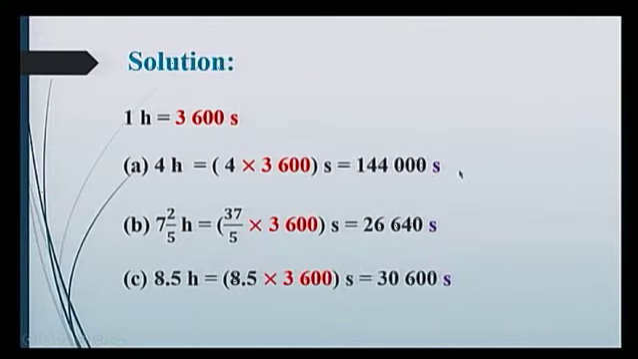144,000 seconds. Now for 7/5 hours, again I convert the mixed number into an improper fraction, that is 37/5 times 3,600, which gives me 26,640 seconds. For the last one, 8.5 hours, it's going to be 8.5 times 3,600 seconds, which is 30,600 seconds.